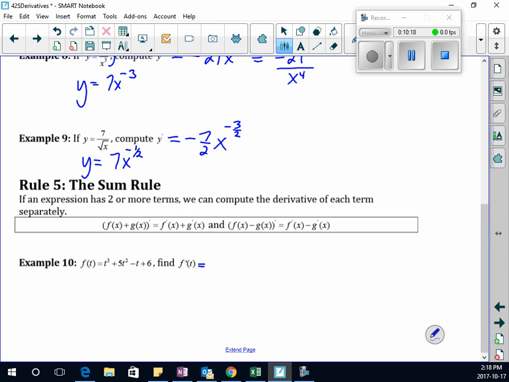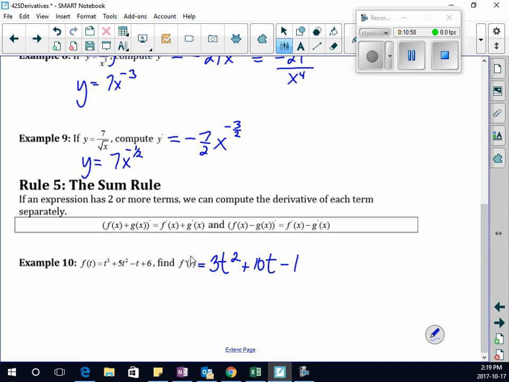So what's the derivative of t to the power 3? 3t to the power 2. What's the derivative of plus 5t to the power 2? Plus 10t to the power 1. What's the derivative of minus t? Minus 1. Remember, the derivative of a variable is just 1. If it had a -1 coefficient, essentially, then that means it's going to be -1 times 1. And then the derivative of a constant is 0.